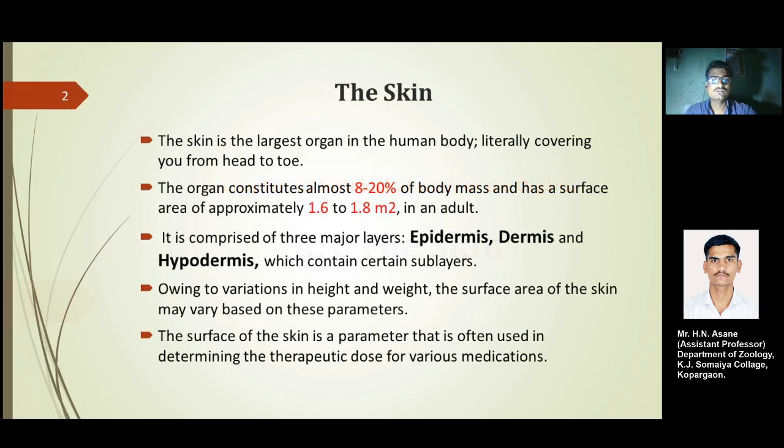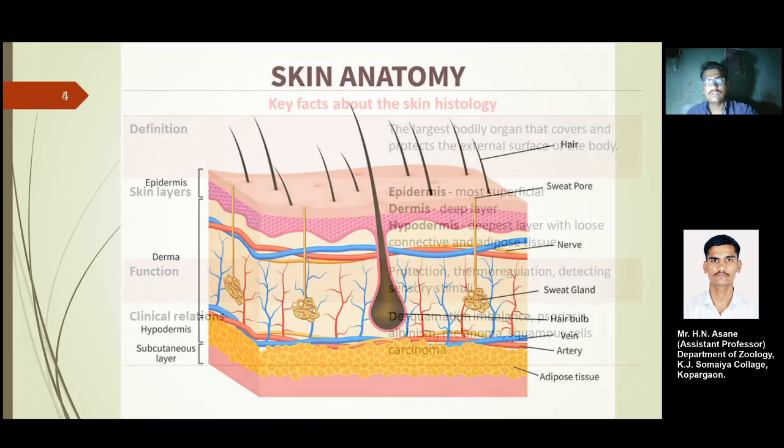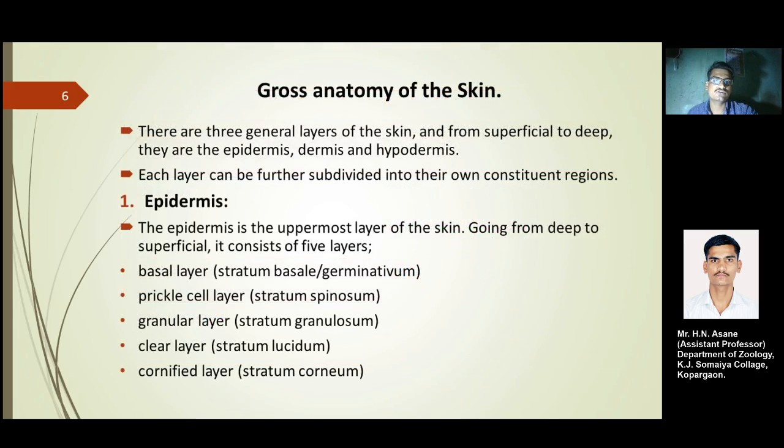Okay, so we have seen the general idea about the skin, and it is the largest organ of our body, and its specifications we have seen. So let's start with the second session for the skin. We have seen the skin anatomy, that the three layers are the epidermis, dermis, hypodermis, and the fourth one will be the subcutaneous layers. We have also seen the key facts about the histology of skin.